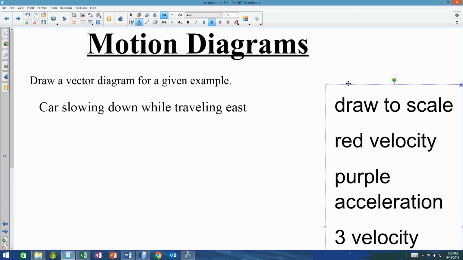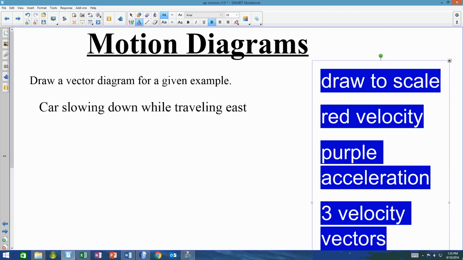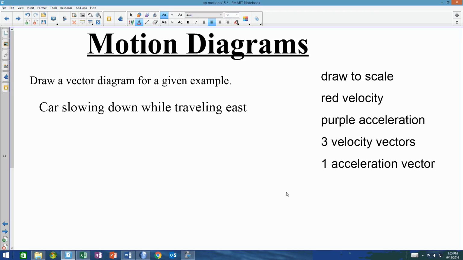And I'm going to go ahead and change the size of all this so you can see it all. Okay? So, you draw it to scale with a ruler. You're going to use red for velocity, purple for acceleration. You're going to have 3 velocity vectors, and you're going to have 1 acceleration vector. So let's go ahead and do an example.